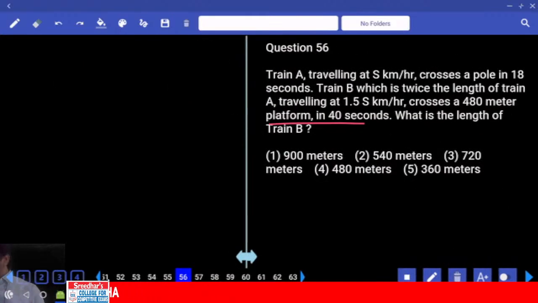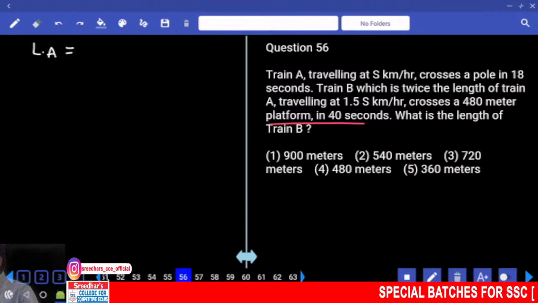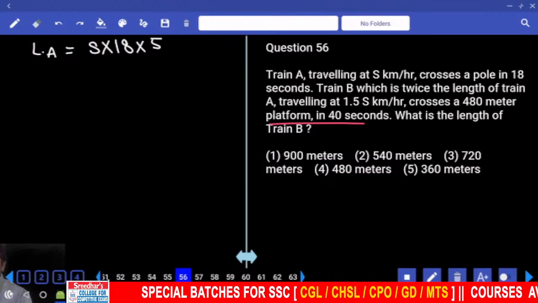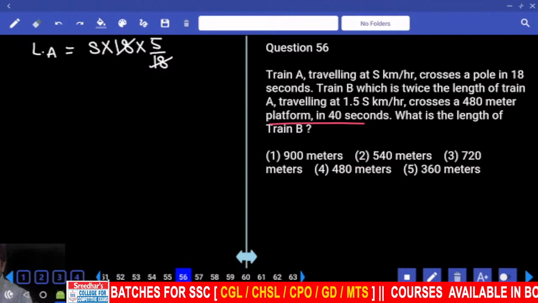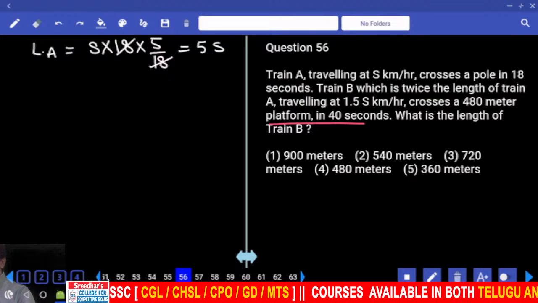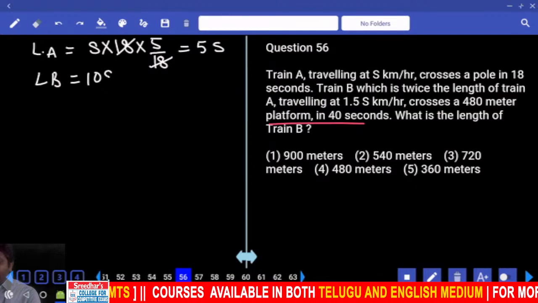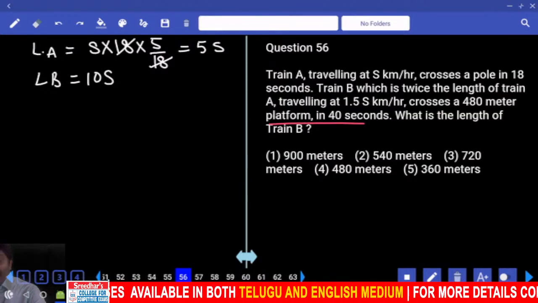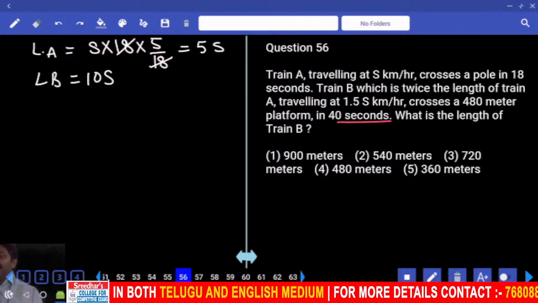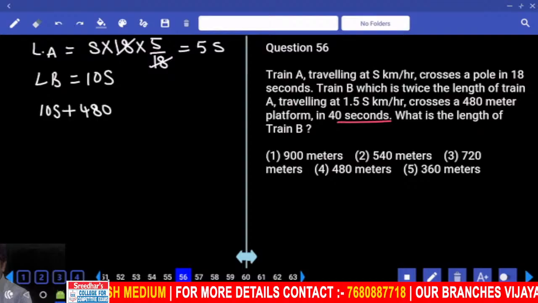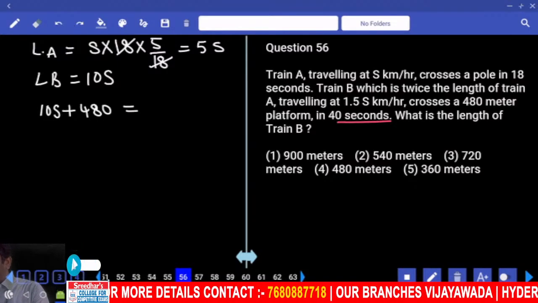Otherwise, if you follow the process, length of train A is equal to distance covered in that case, which is speed into time. Speed is S kilometer per hour and time is 18. S kilometer per hour converted to meter per second, 5 by 18. 18 gets cancelled, which is equal to 5S. Length of train A. Length of train B is equal to 10S, which is double. Train B crosses a platform in 40 seconds. Distance covered in that case is equal to train B length plus 480 meters. This is the distance covered, which is speed into time.